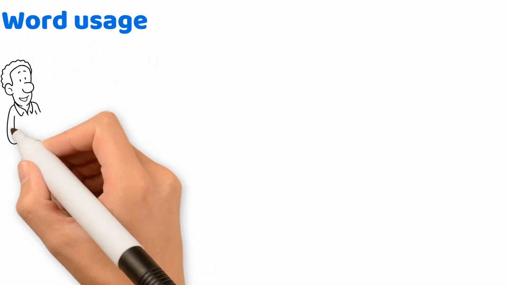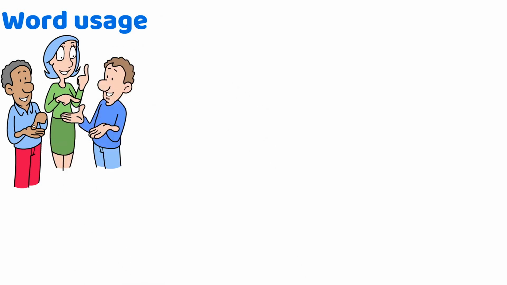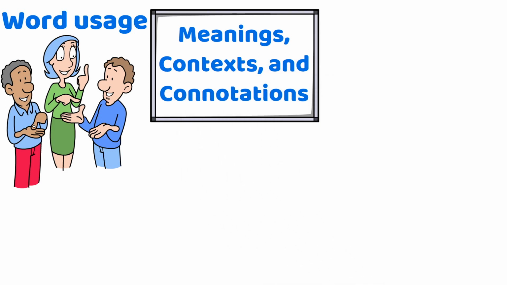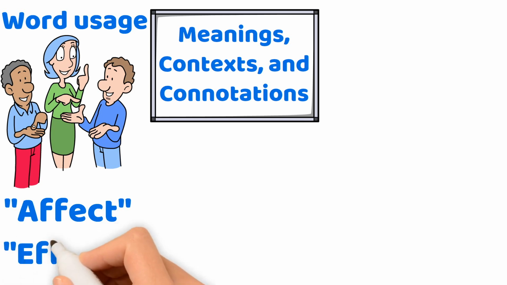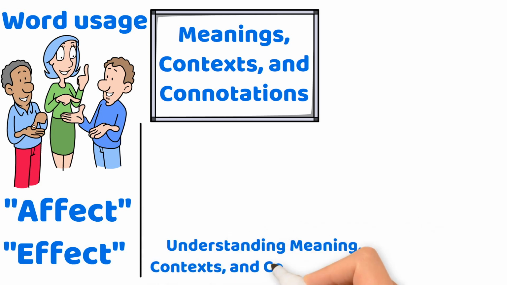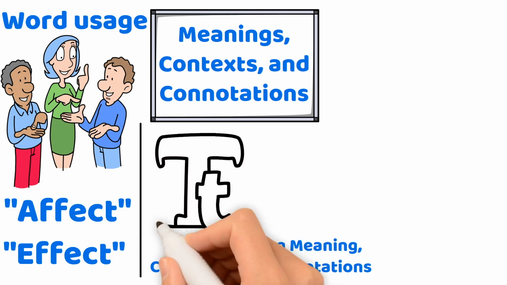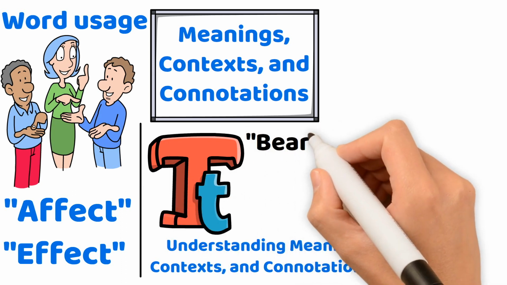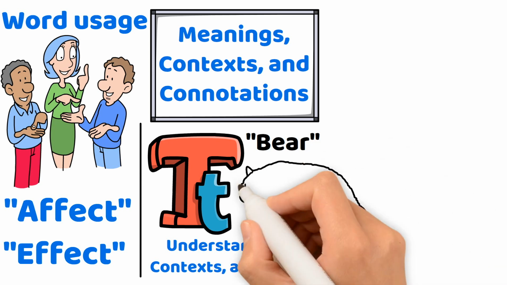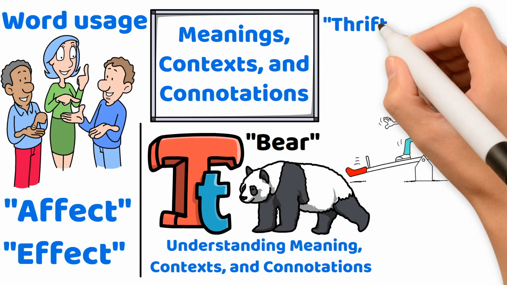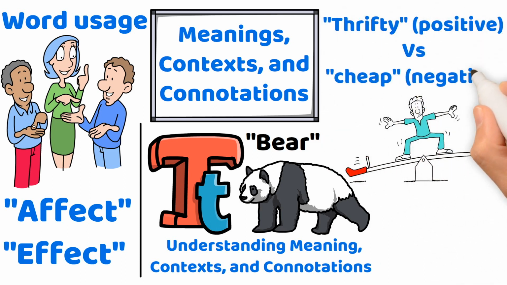Word usage determines how effectively a message is communicated. It involves choosing words that are appropriate for their meanings, contexts, and connotations. For instance, distinguishing between affect, a verb meaning to influence, and effect, a noun meaning the result, is vital. Understanding meaning, contexts, and connotations: the meaning of a word can significantly change depending on its context and the connotations it carries. For example, bear can be a verb meaning to endure or a noun referring to a mammal. Positive and negative connotations also affect word choice: thrifty, positive, versus cheap, negative.